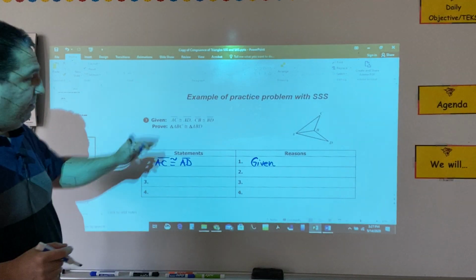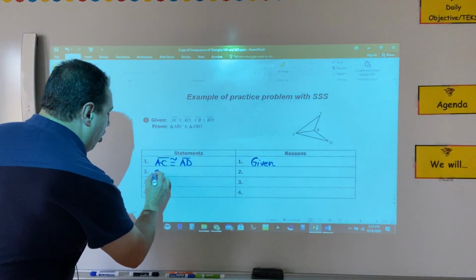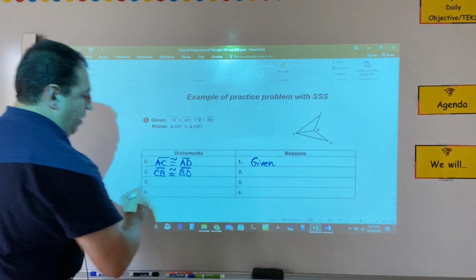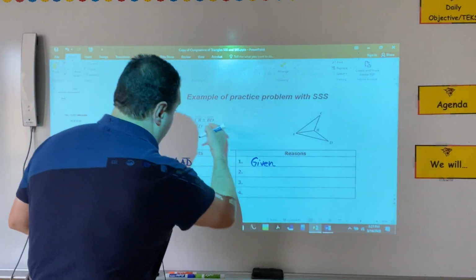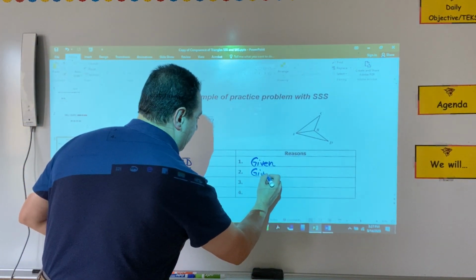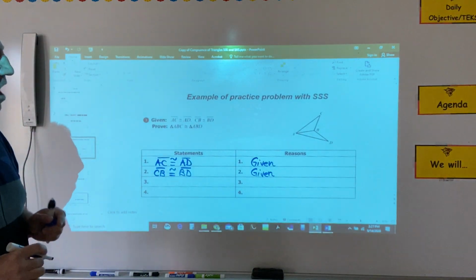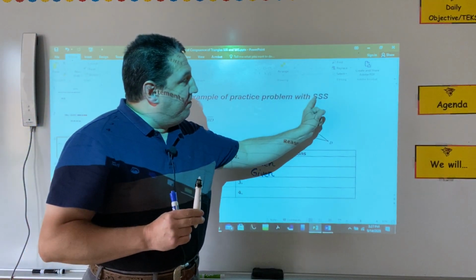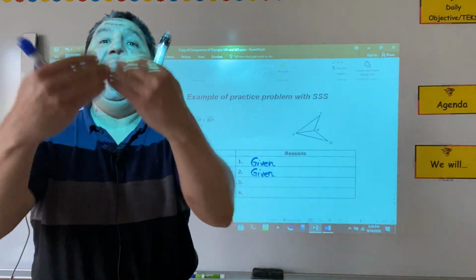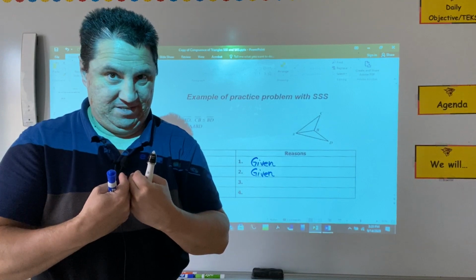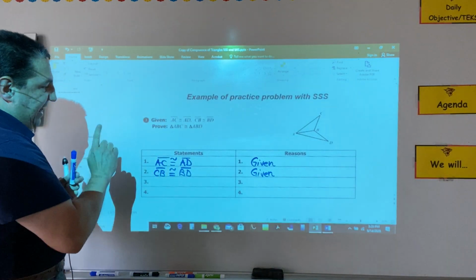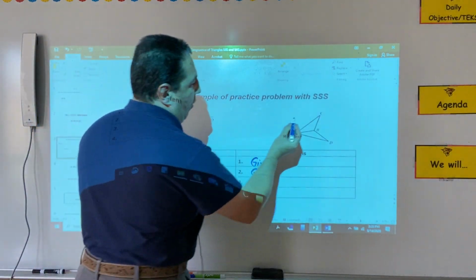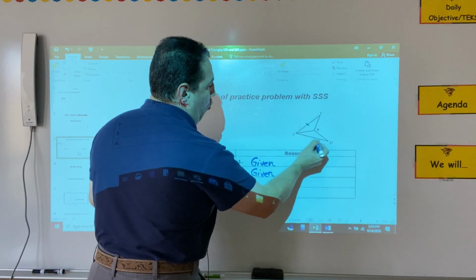Another step is CB congruent to BD. Reason, the same, given. Now, let me explain clearly. Each of these S represents a pair of corresponding sides. So, this is AC. We know AC is congruent to AD. So, let's mark them.